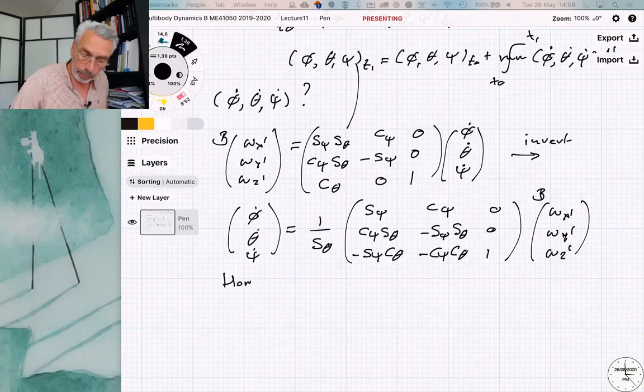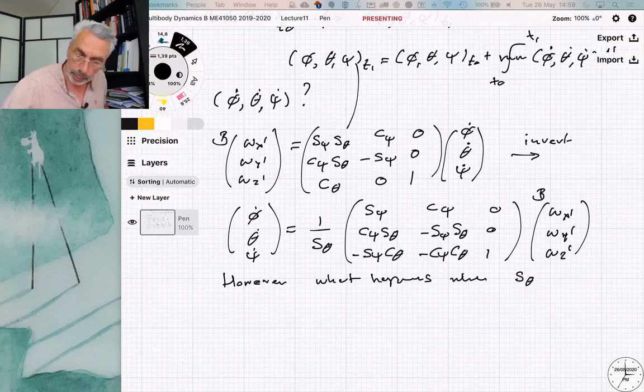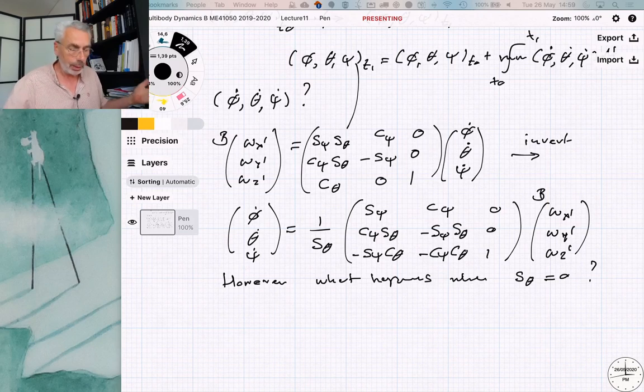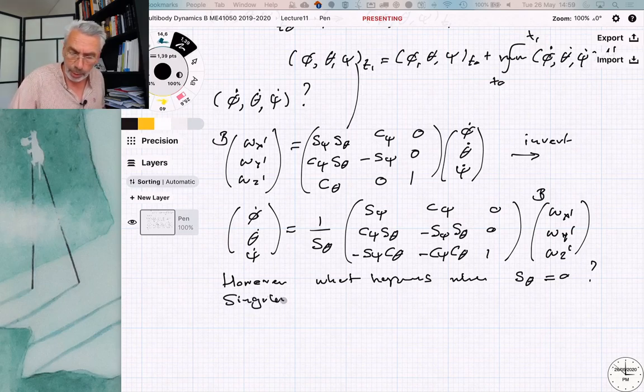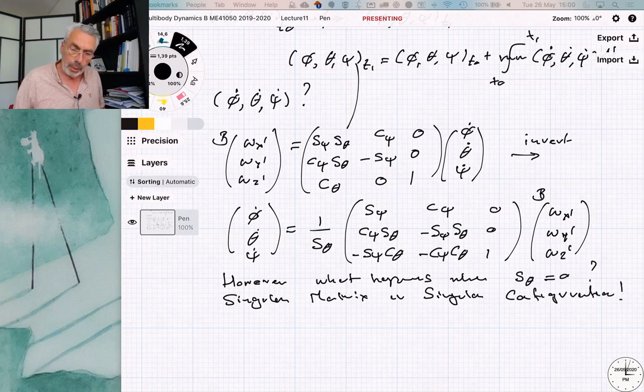However, what happens when sine theta is 0? When sine theta is 0, you cannot calculate this. Then it's impossible, and we call that a singular matrix, or singular configuration. And that's a bit strange.